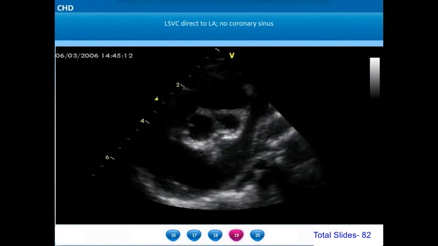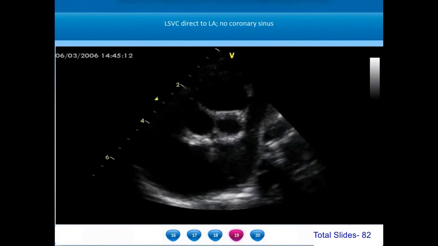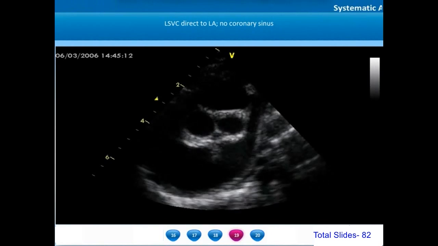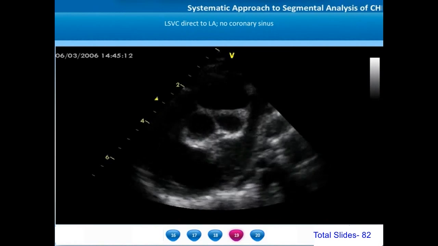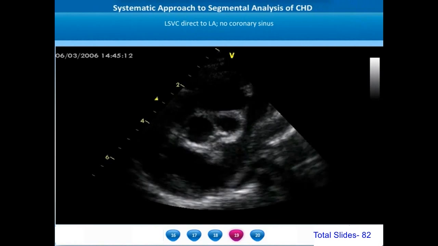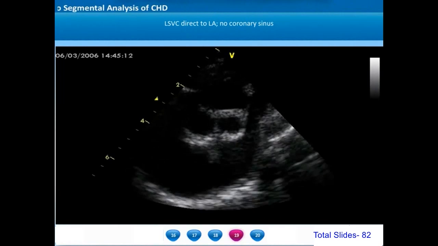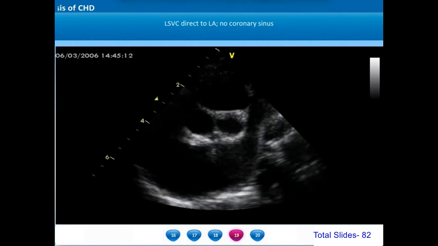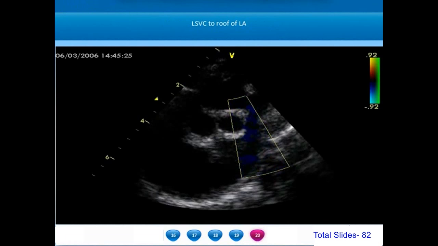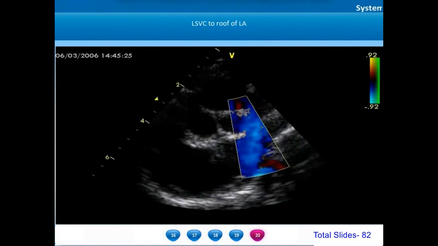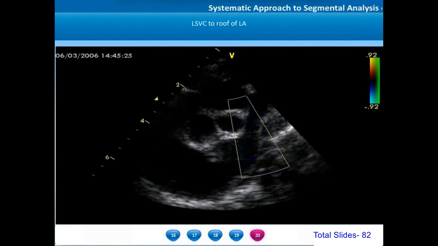So the drainage of right and left superior vena cava can be to either one of the morphological atria and hence should not be taken as an indicator of the position of right or left atrium. However, the inferior vena cava drainage is always towards the right atrium. The color Doppler from the suprasternal view shows the direct drainage of left superior vena cava to the roof of the left atrium.